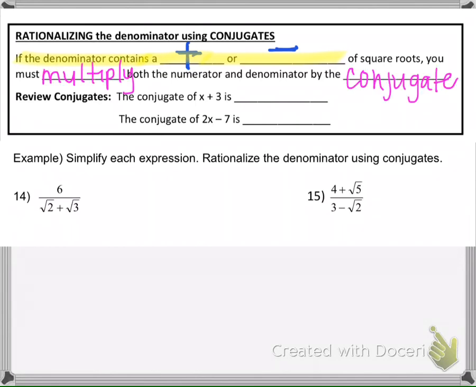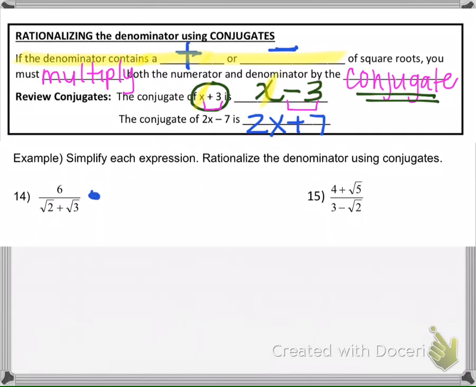So the word conjugate is something we've talked about back when we were in chapter 6. So remember when we were working with polynomials, if we had x plus 3, the conjugate would be x minus 3. So we're keeping the first term the same and then making the second term opposite. So that's how we find the conjugate. So if we had 2x minus 7, the conjugate would be 2x plus 7. So that is what we're going to multiply in this problem here.